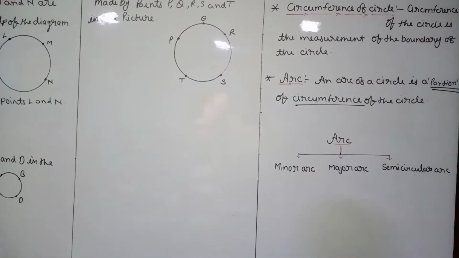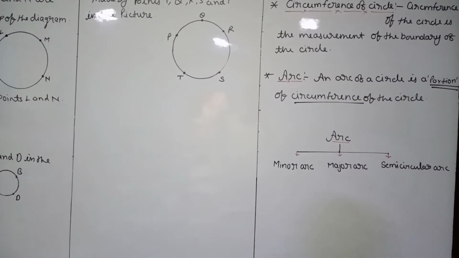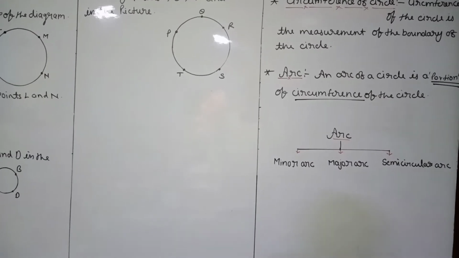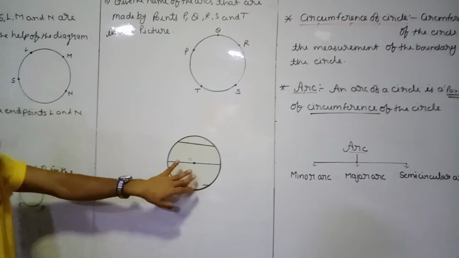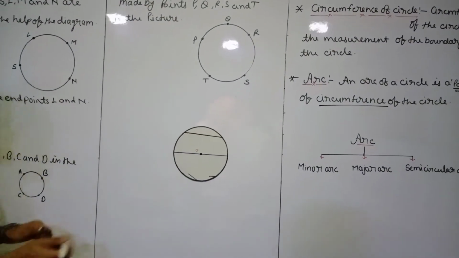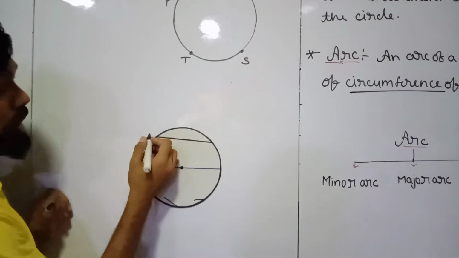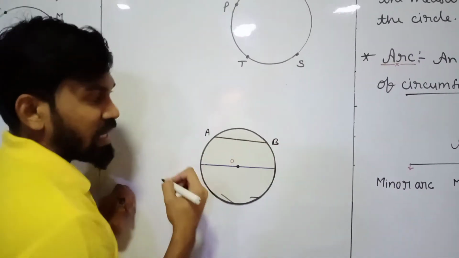Now how are we going to name the arc? We always use a three-letter name. Suppose first we are talking about this minor arc, AB.